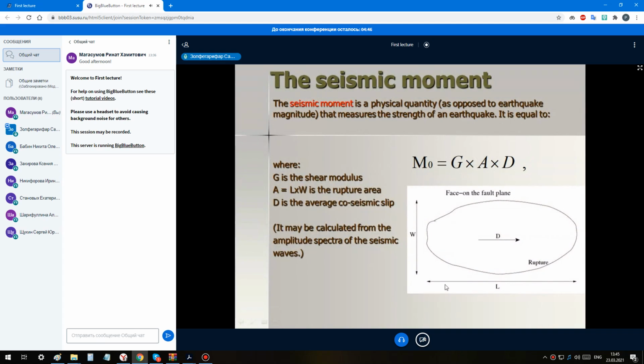L is the horizontal distance of the area. W is the vertical distance of the area of the face on the fault plane, as shown in the schematic shapes. D is the average co-seismic slip. It may be calculated from the amplitude spectra of the seismic wave.